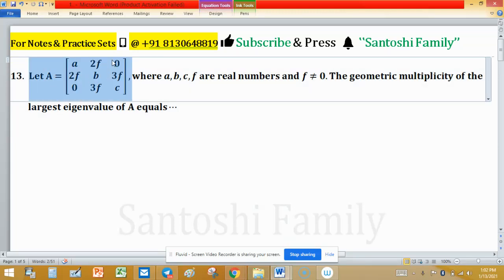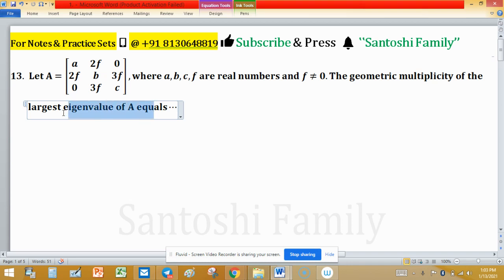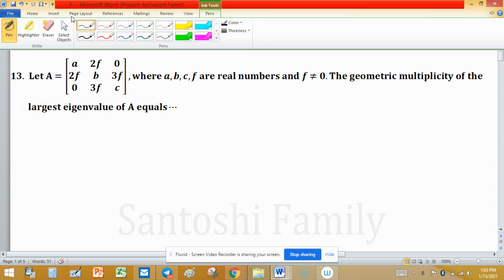Let matrix A be defined in this manner, where a, b, c and f are real numbers and f is non-zero. The geometric multiplicity of the largest eigenvalue of A equals. It means we have to find the largest eigenvalue, and its geometric multiplicity. Actually, we need not find the largest eigenvalue, but we need to tell the geometric multiplicity of the largest eigenvalue. How to solve this problem?